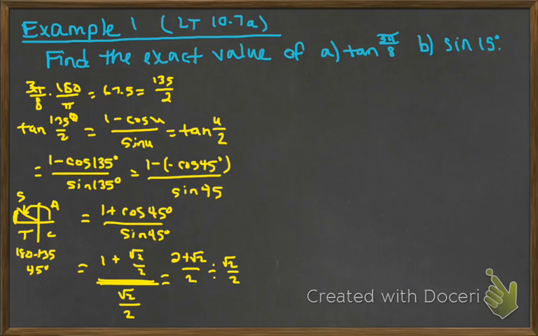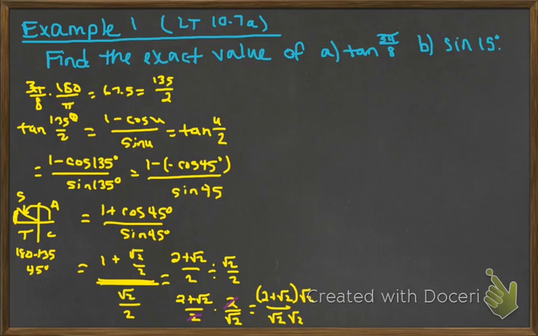So now I can flip it. I leave the first one, 2 plus the square root of 2 over 2, times the reciprocal, so 2 over the square root of 2. Now I can go ahead and do some canceling, and I can cancel out this 2 with this 2, and then multiply straight across, and I get 2 plus the square root of 2 all over the square root of 2. But in math, we don't like to leave radicals in the denominator, so I go ahead and multiply the top and the bottom by the square root of 2.